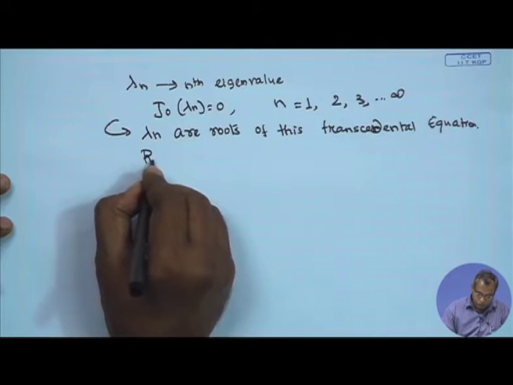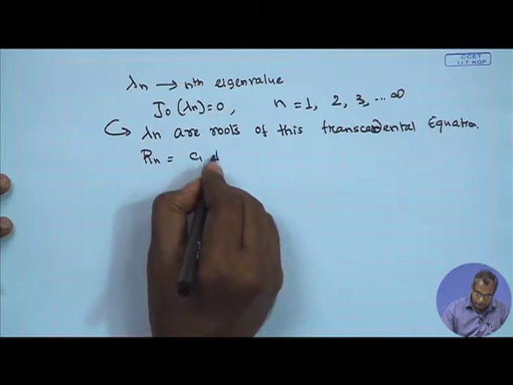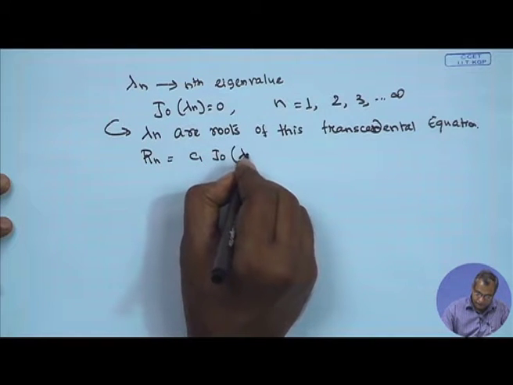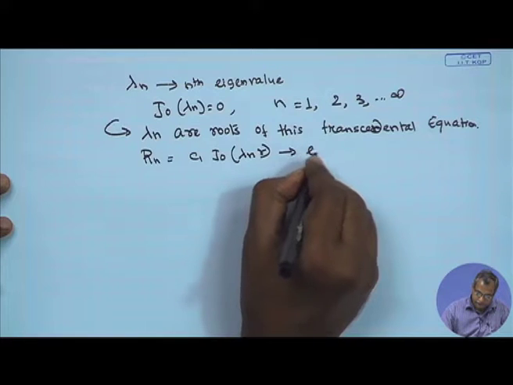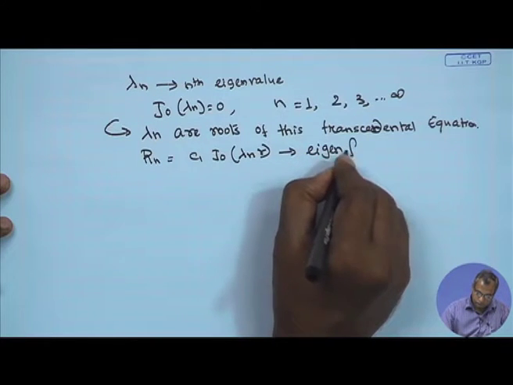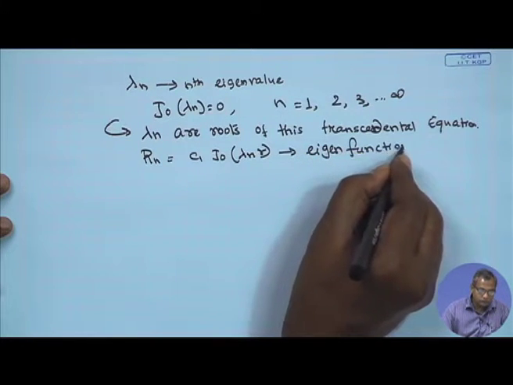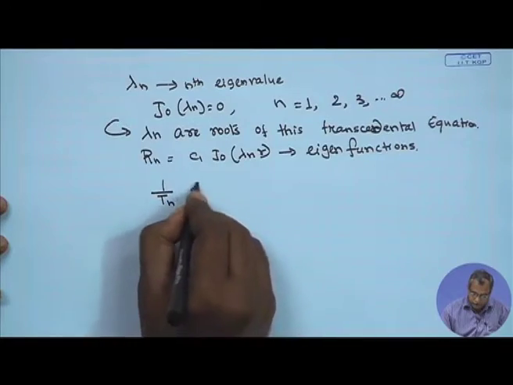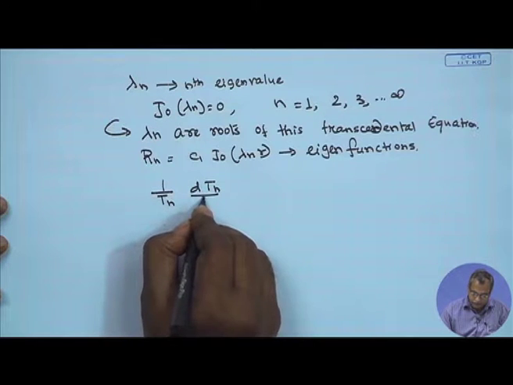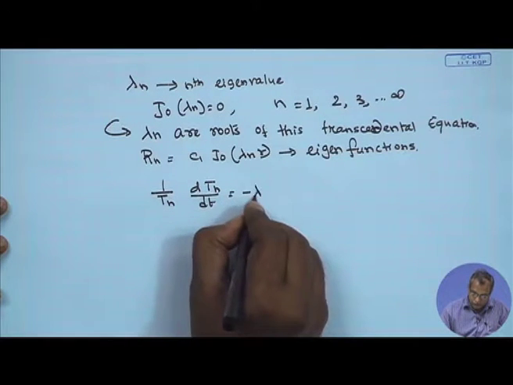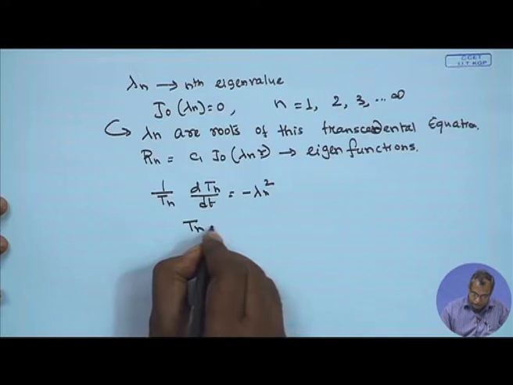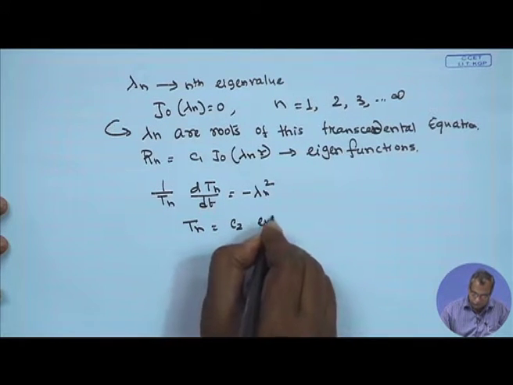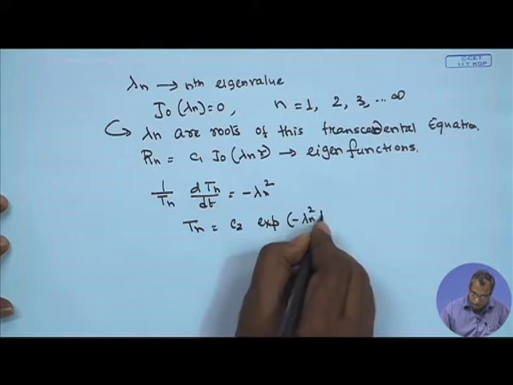And the corresponding eigenfunctions are the Bessel functions of 0th order, J0(lambda n r). Then next, we will look into the time varying part, and we will try to construct the complete solution. If you look into the time varying part, this becomes (1/Tn) dTn/dt equal to minus lambda n square, and Tn is equal to C2 exponential of minus lambda n square t.